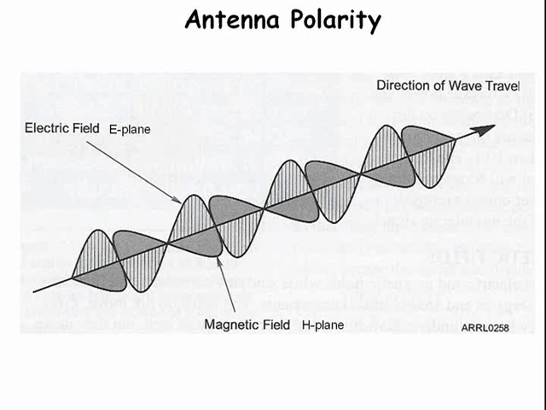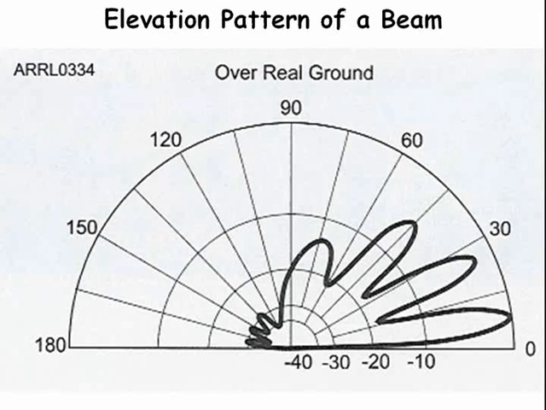E-plane and H-plane radiation patterns are typically used to picture the overall radiation pattern. The E-plane is parallel to the Earth's surface. The H-plane is perpendicular to the Earth's surface. The vertical angle at which the antenna's major lobe has its maximum radiation is called the takeoff angle. For good DX, we typically want the takeoff angle to be as low as possible.